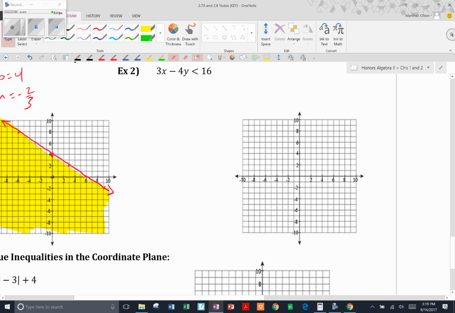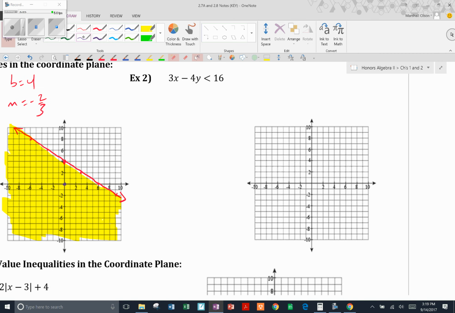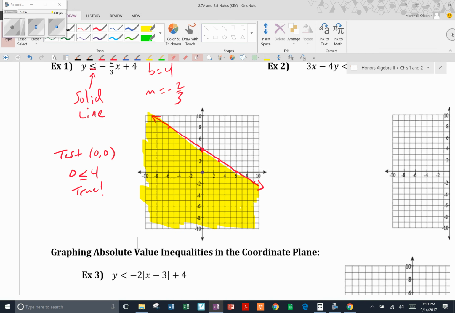In the next problem, well, let me just go back to this one real quick. Had we tested 0, 0 and it was not a solution, let's say this would have been a false statement, 0 is less than or equal to, maybe it was negative 4, well, then what we would do is shade where 0, 0 is not. So then we would have shaded above the line. Because if 0, 0 is not a solution, neither is any point below the line, and we would shade above.